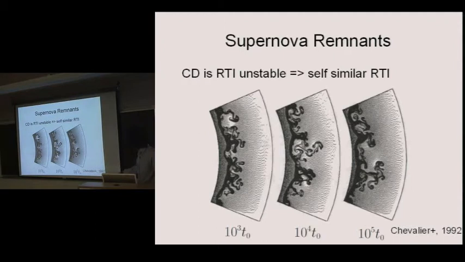In this fairly old paper, Chevalier and others initiated their blast wave solution with a small perturbation at a time t0, and then they solved the fluid equations on an expanding grid. You can see that at later times, through many decades of time, the results are pretty much the exact same. So everything's expanding self-similarly, including the Rayleigh-Taylor instability.